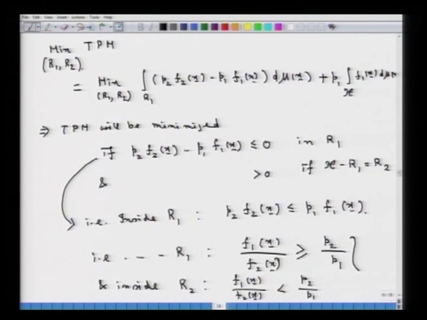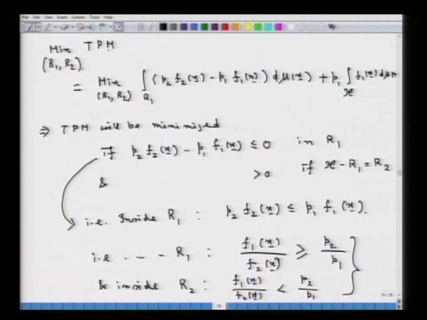So, when we have this particular partition, given a particular x, one would compute this ratio, and if it is greater than or equal to P2 by P1, then that x is going to be assigned to R1, and if otherwise, that is, if this ratio is less than P2 by P1, then the corresponding x is going to be assigned to R2. So, this is the partition which is going to lead us to the optimum partition, which minimizes the total probability of misclassification.